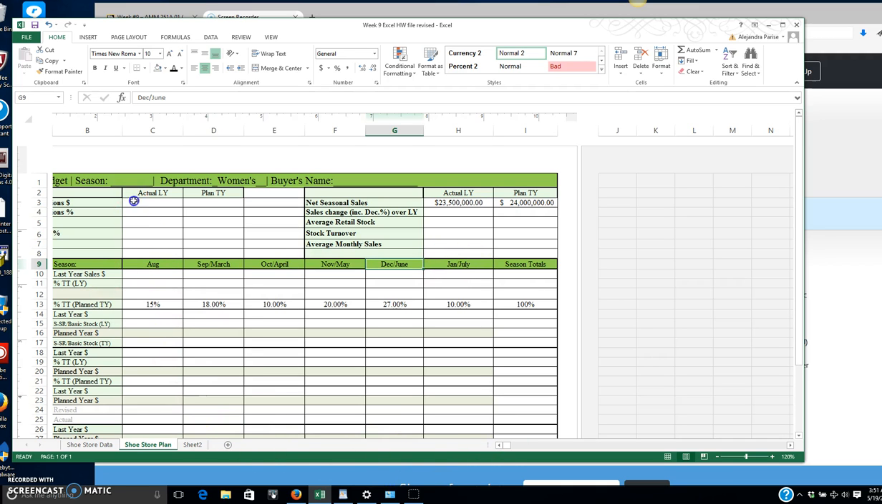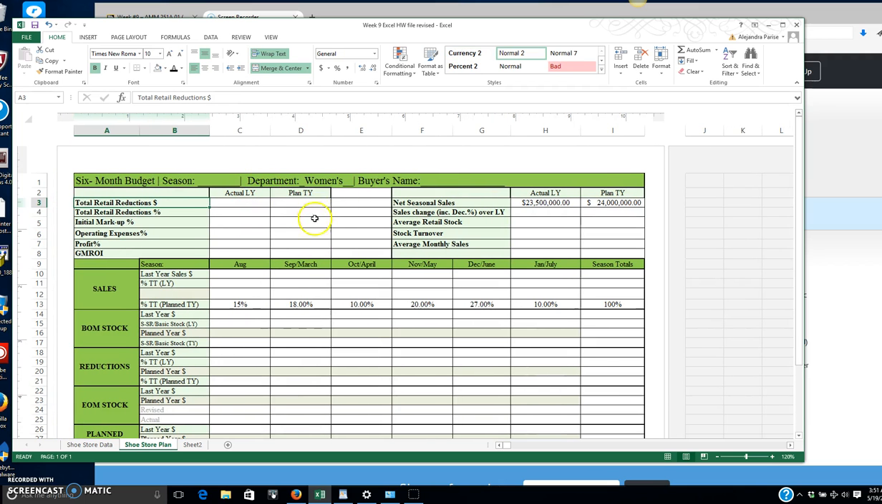Also, what you see here is that you have two columns, actual and plan. You do not have actual from last year. It's assumed that we've already talked it over. You don't have them. So you're going to leave this one blank except for net season sales from last year, because it's 23.5 million. So you go ahead and put that on there. But everything else will be for plan.